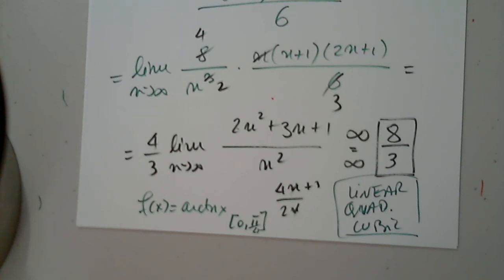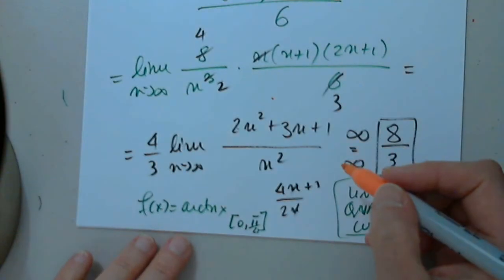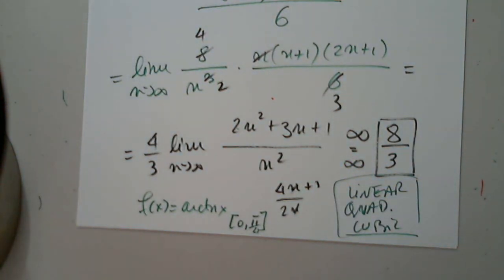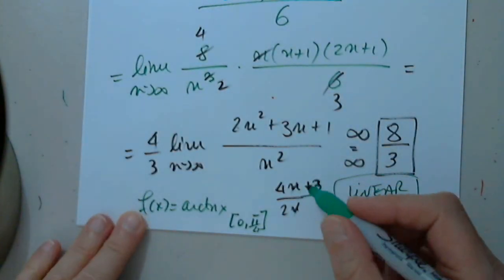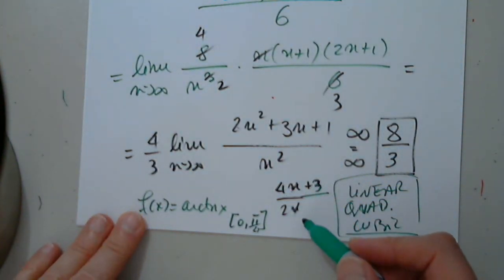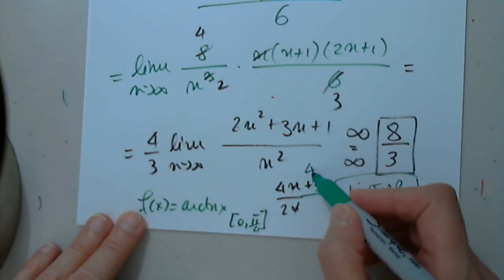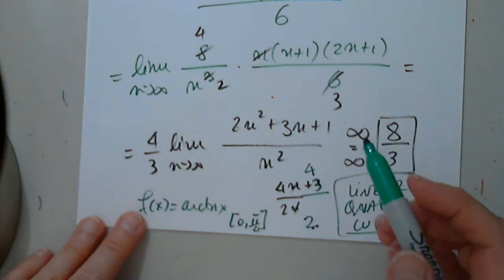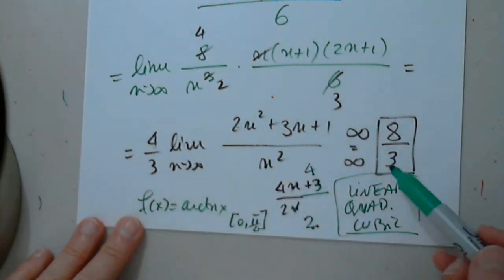I'm a little confused as to, like, I understand why we do L'Hopital's rule, but why did you get 8/3 if it's 4n plus 3 over 2n when you differentiate it? So it's 4n plus 3, correct? Yeah. And the denominator is 2n. Mm-hmm. And I differentiate again, and I get 4. I differentiate again, I get 2. 4 over 2 is 2. Yeah, sorry. No worries. So 2 times 4 will be 8, and 3 is 3.